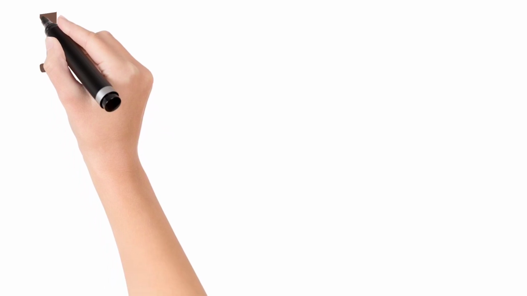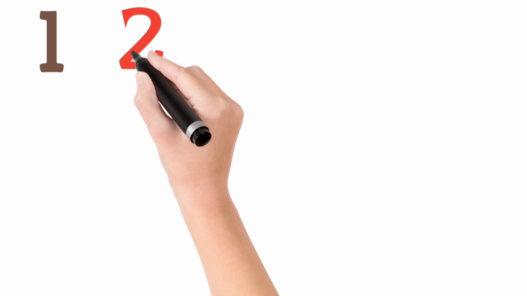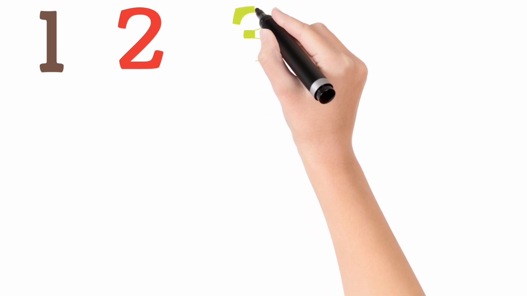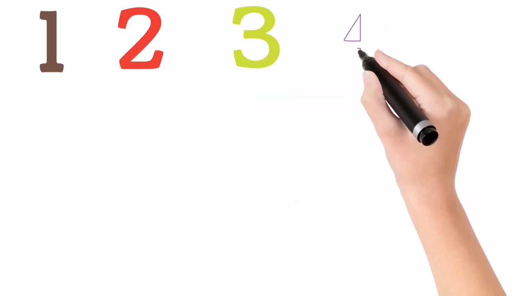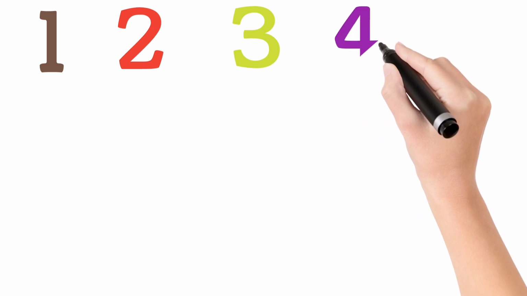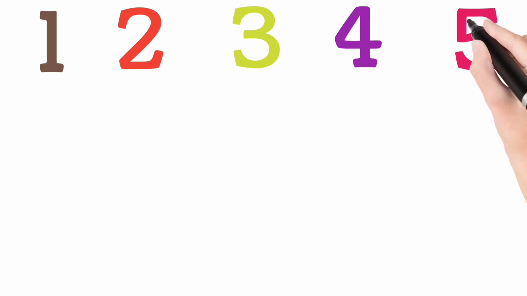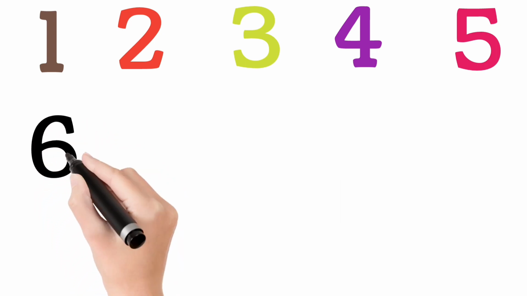This is 1. ये है 1. 2. This is 2. 3. ये है 3. 4. This is 4. 5. ये क्या है बच्चों? 5. 6. ये है 6.